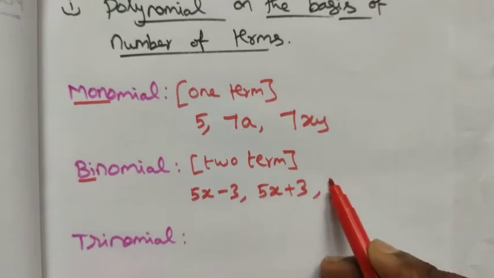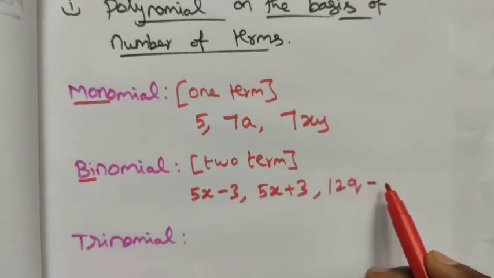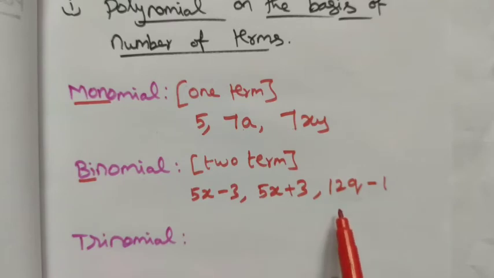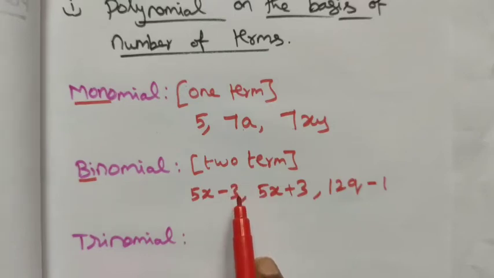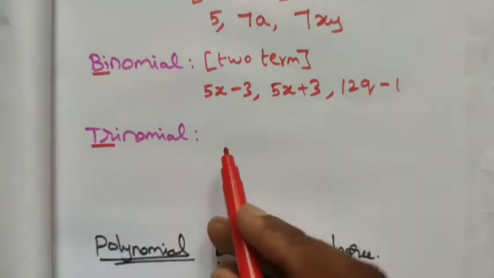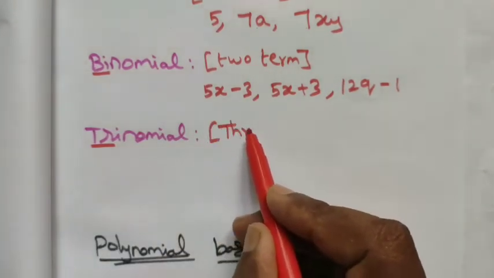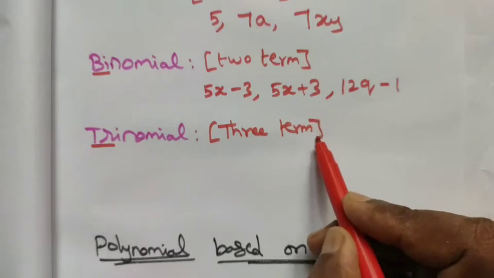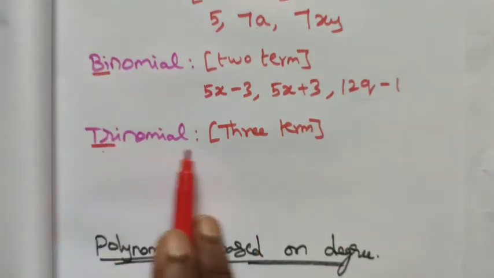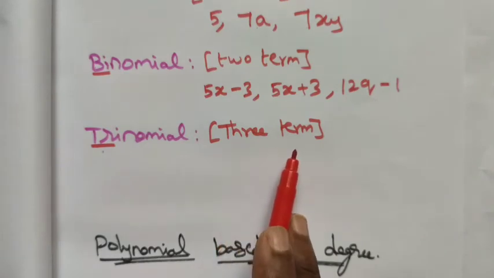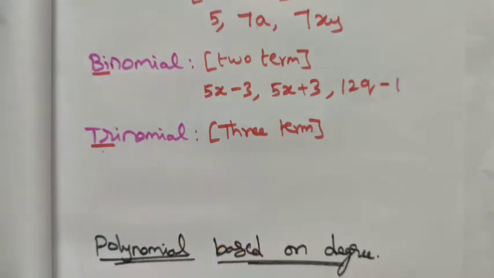And then 12q minus 1, right? These are examples for binomial. It has only two terms. Two terms is called a binomial. And then tri. We know that tri means three. Mono is 1, bi is 2, tri means 3. The polynomial having three terms is called a trinomial.